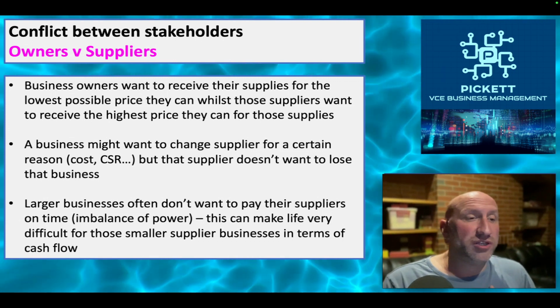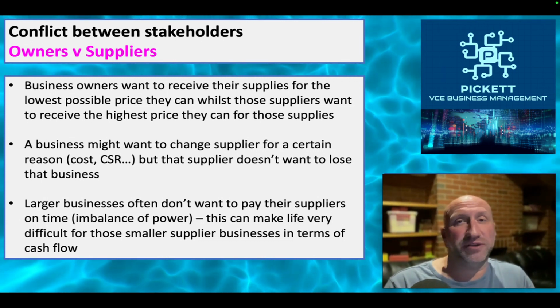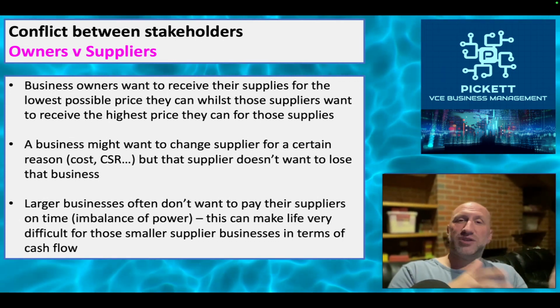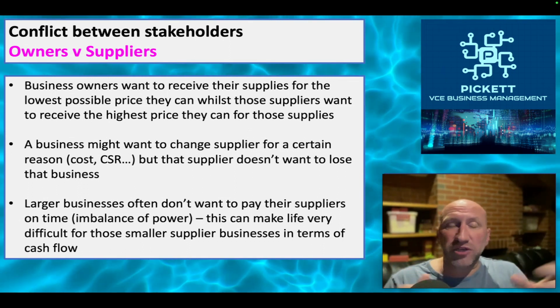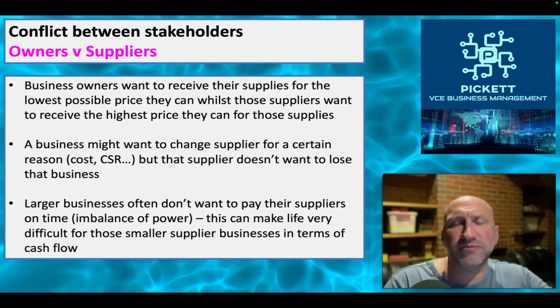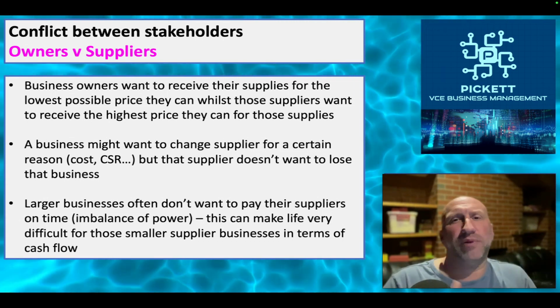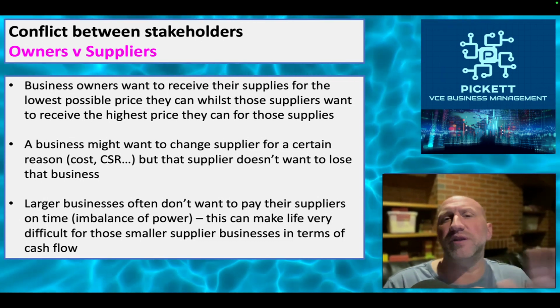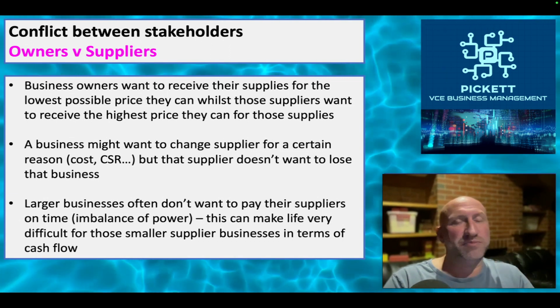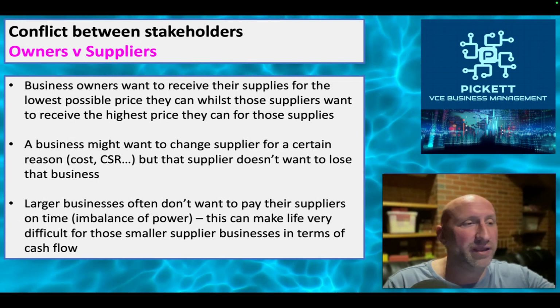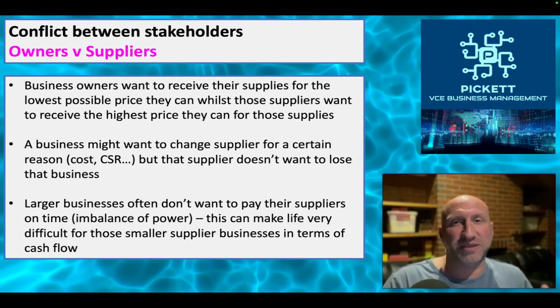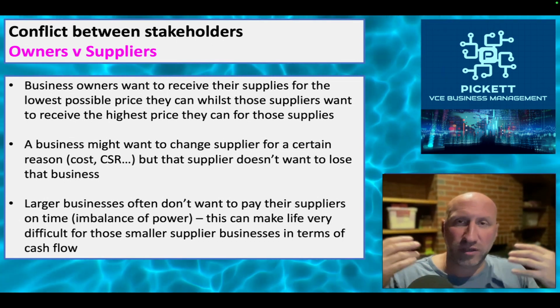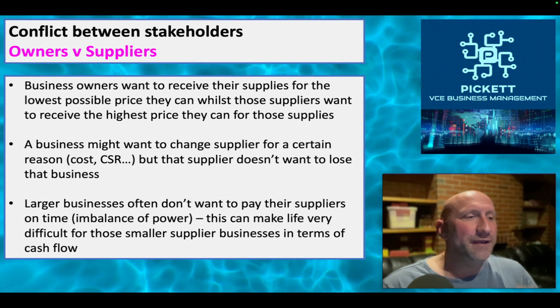A business might want to change supplier for a certain reason. Businesses are constantly evaluating their supply lists and looking around: can I get this stuff cheaper from somewhere else? Is there a better supplier, a more reliable supplier? So for a number of different reasons, a business might change suppliers. But that supplier doesn't want to lose the custom of that particular business. So again, conflict of interest.